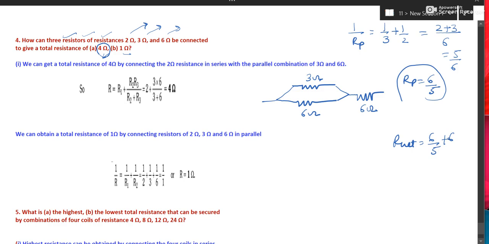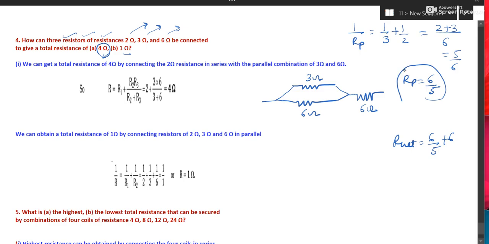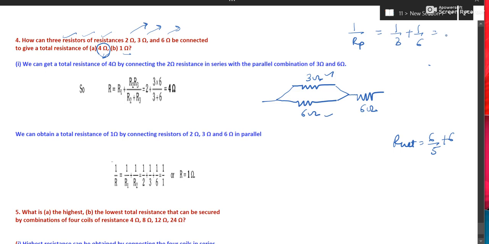You can see, one value we didn't see properly. Let me erase it. See here, it is 3 and 6. So 1 by 3 plus 1 by 6. It will come as 6 as the LCM: 3 2s are 6 and 6 1s are 6. So it is 3 by 6, okay, so it is 1 by 2. 1 by Rp is 1 by 2, and Rp will be 2.